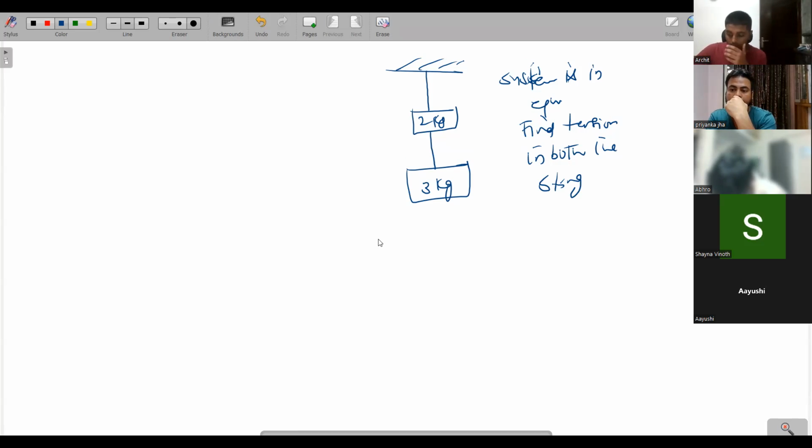So would it just be the first one will be 50 newtons, and for the other it will be 30 newtons.